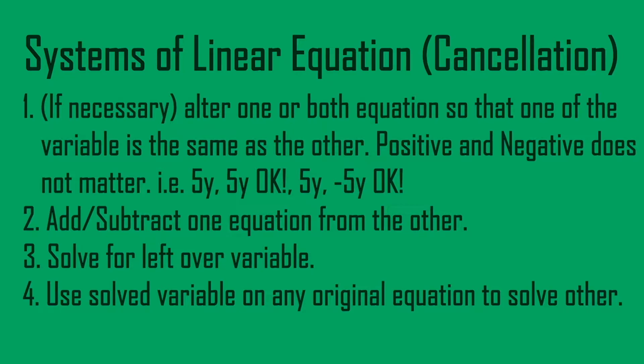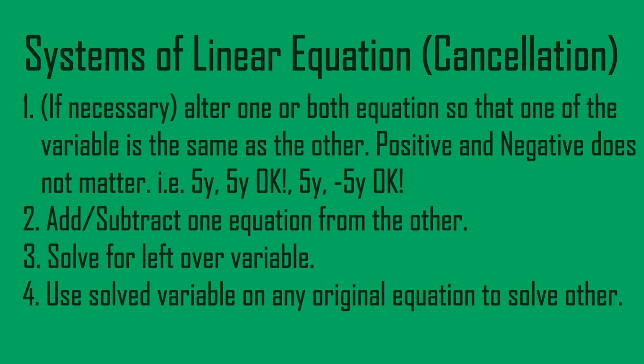The first one is sort of an if necessary kind of step. You might have to alter one, both, or none of the equations so that one of the variables is the same as the other. When I say the same, I don't mean exactly the same, right? They could be the same as long as one is positive or one is negative, or they're both positive or both negative. It doesn't matter at this point. So for example, you can have 5y in one of them and 5y in the other, that they're both exactly the same. Or if you have 5y in one of them and negative 5y in the other, that's still fine as well, because that'll lead us to the second step.